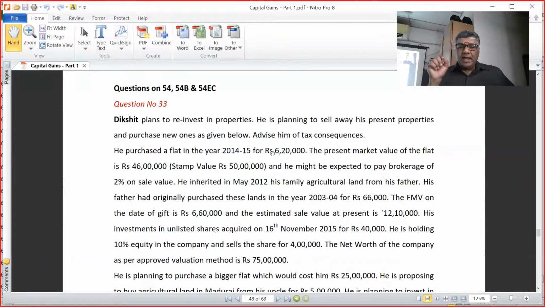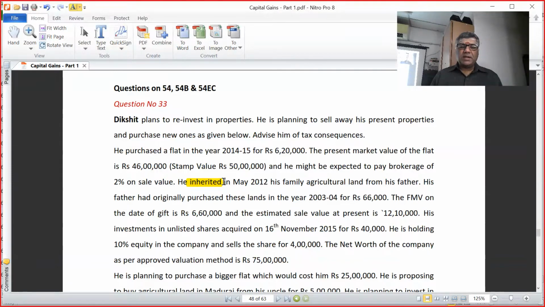He inherited, in May 2012, family agricultural land from his father. So now we are clear that these words trigger the discussion of Manjula Desha. His father had purchased it in 3-4, fair market value on the date of gift is completely ignored, and the estimated sale value now.